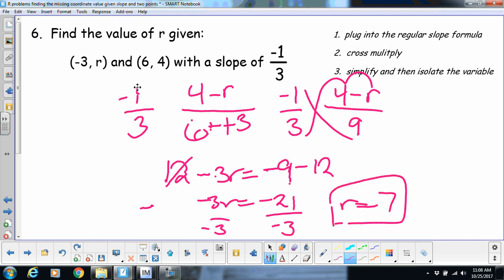All right, you should have gotten r equals 7. Now, Hannah did hers the backwards way, meaning basically she did the y2 minus y1, so she's got 4 minus r and 6 minus negative 3. It doesn't matter. Basically, if you did it the other way, when you get down to the net where she has negative 3 r equals negative 21, you're going to have positive 3 r equals positive 21. That's the only difference. Your signs will all be different.